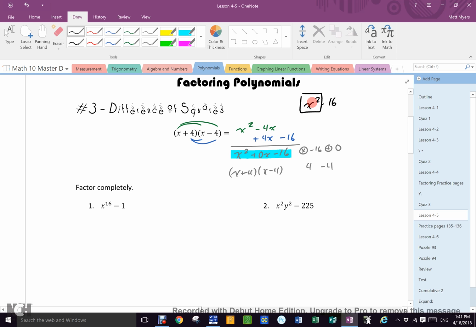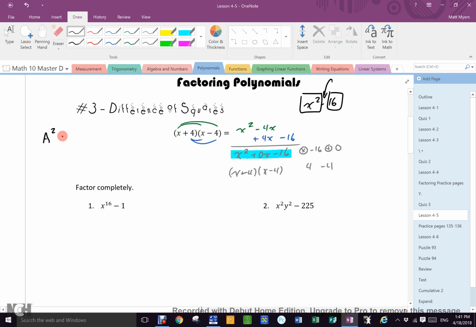Yes, it is, because the square root of x squared is x. Is that a perfect square? Yes, because 16 has a square root of 4. Is that a difference? Yes, which means if this happens once, how often will it happen? Always. So what if I had this?